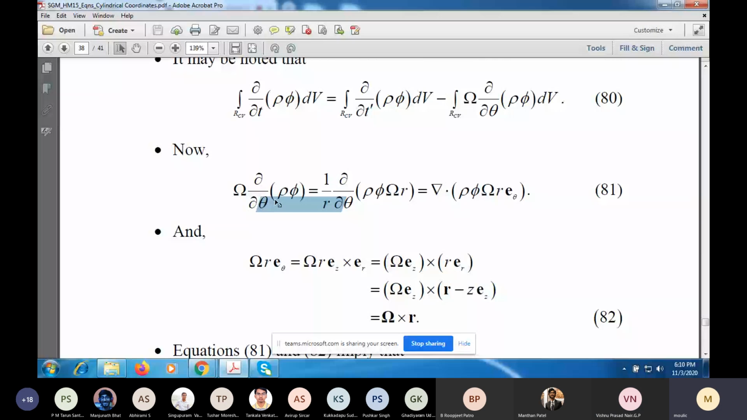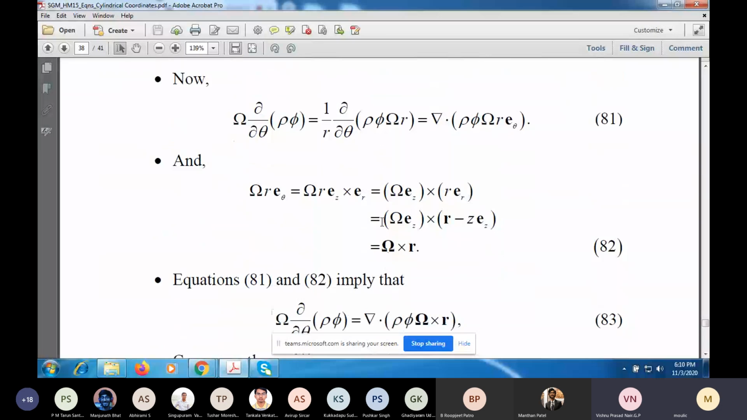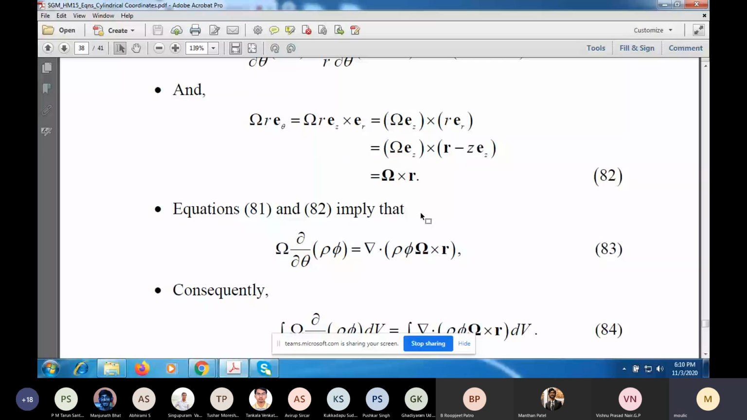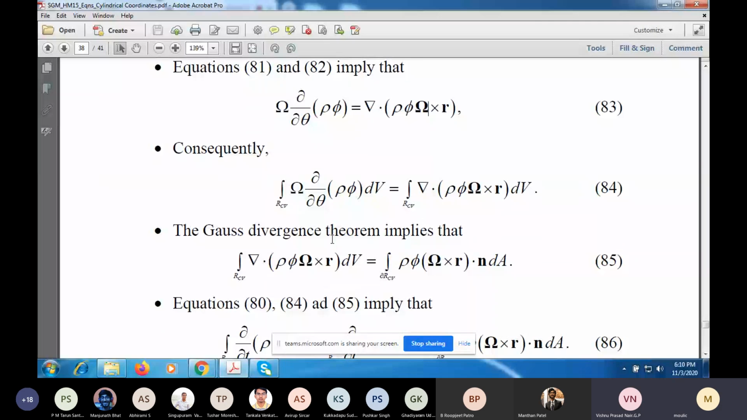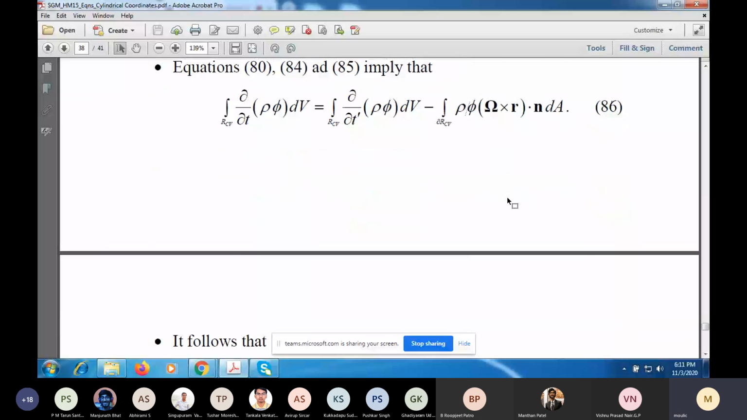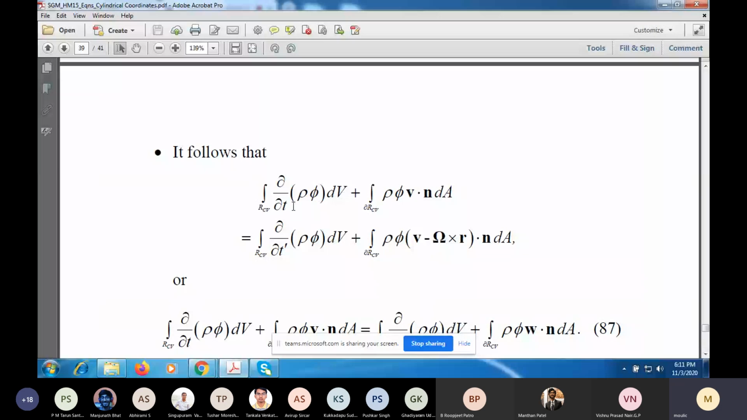And this quantity I can write as omega. Same thing we did, similar thing. And here I've given it, I made it look more elegant by using these vectors. Like generalization, I called omega cross r over here. If you use the Gauss divergence theorem, you will get rho phi omega cross r dot n. So you have this quantity here. And then if you add these two, we get V relative. You get V minus omega cross r, which is W dot n.